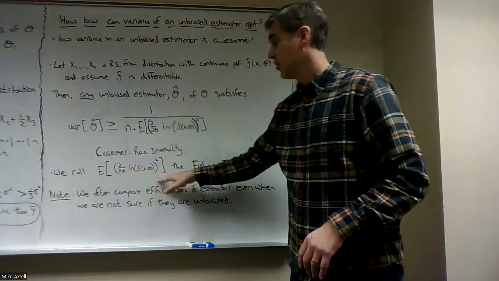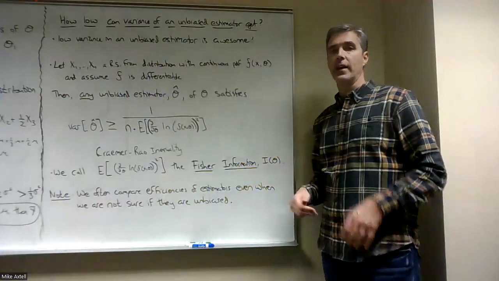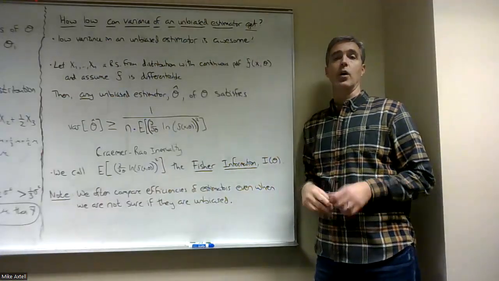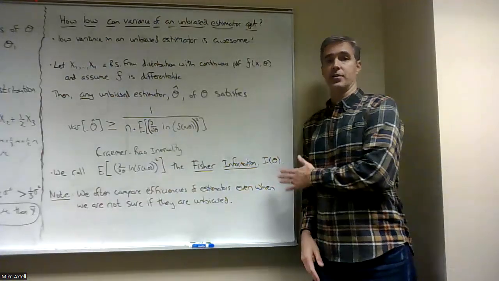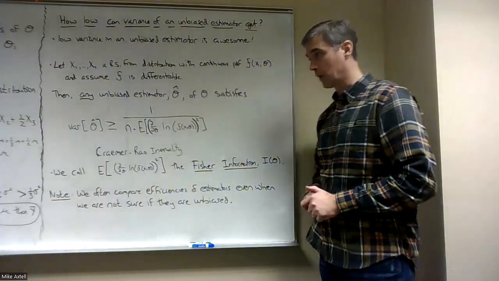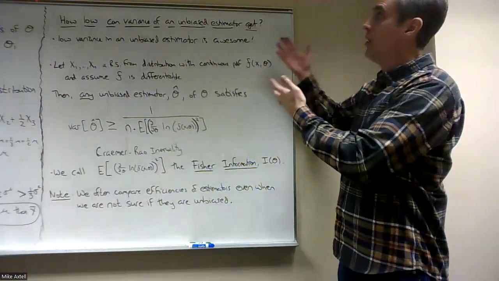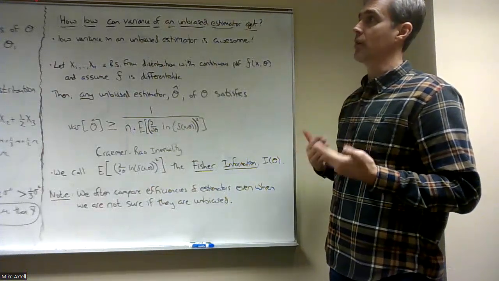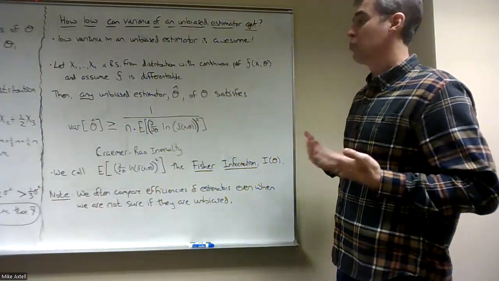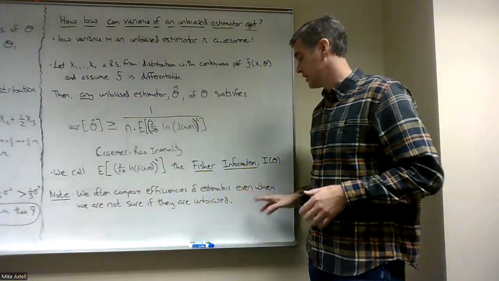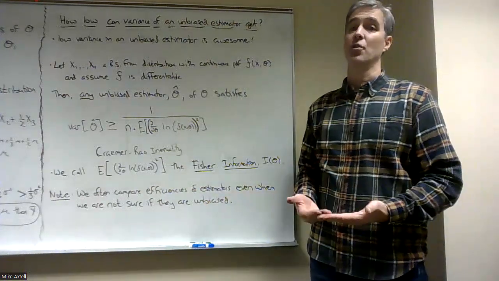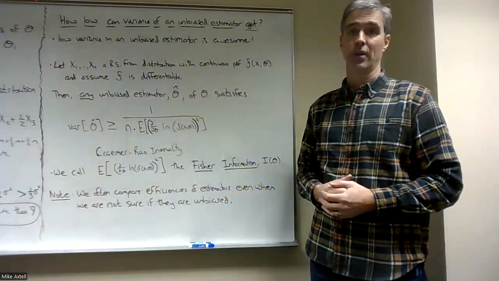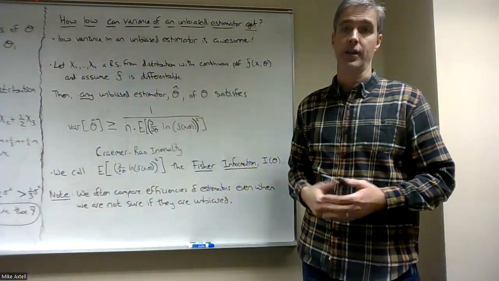That expected value is called the Fisher information, I of theta, and it's used in a couple of other settings as well, though not in this class. So that's sort of a throwaway piece of information. We talk about efficiency when we're comparing unbiased estimators. In practice, we often compare the efficiencies of estimators even when we're not sure if they're unbiased or not. We just like low variance in our estimators.